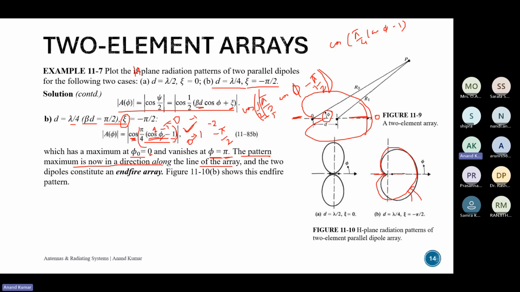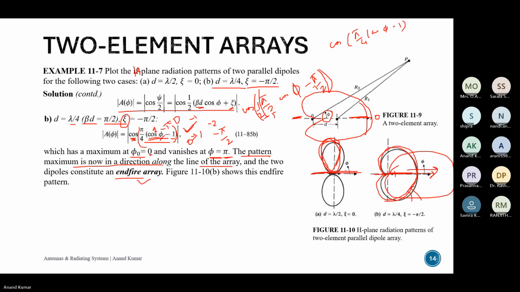So now, since this is in the direction of the elements, this is known as an end fire. So this is the end, and we are firing in this direction. So this is the end fire. And over here, we were radiating in the broadside of the element. So the elements were arranged in this direction, and the radiation was in this direction. So this was broadside, and over here, this is end fire. So these are the two array configurations, broadside and end fire.